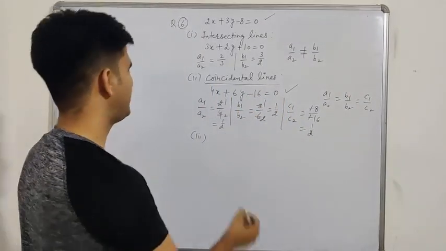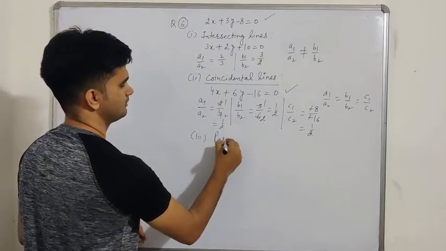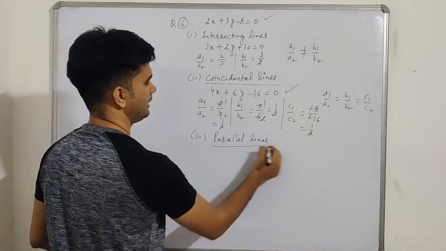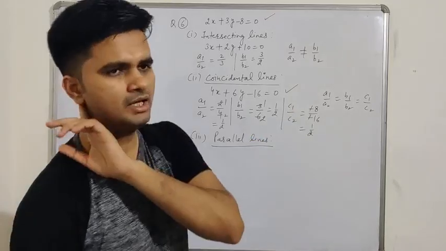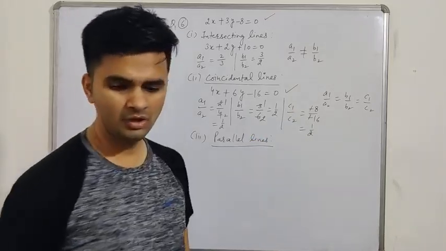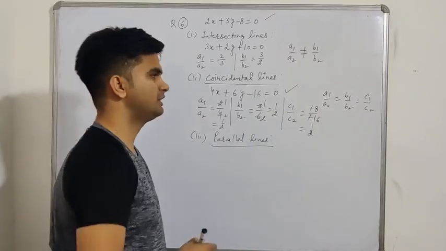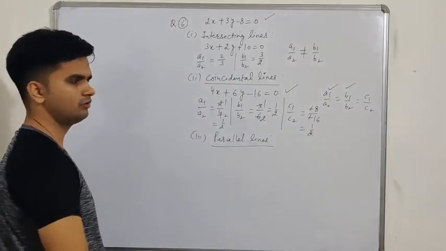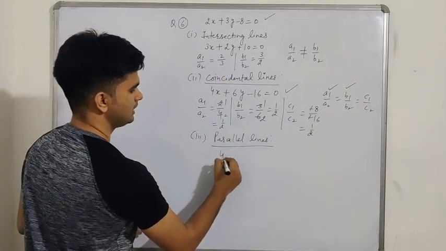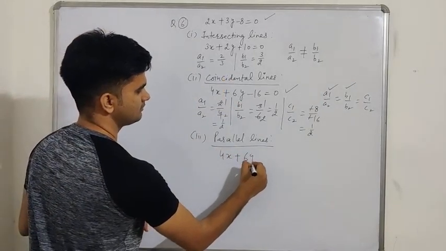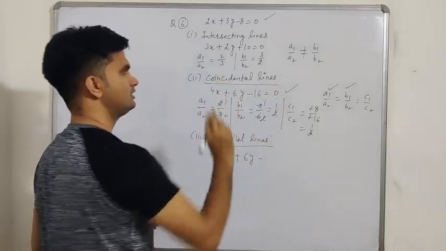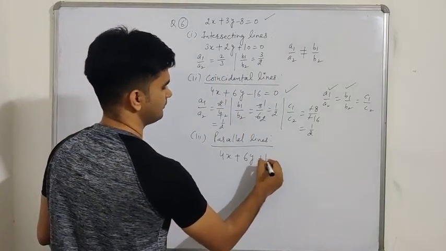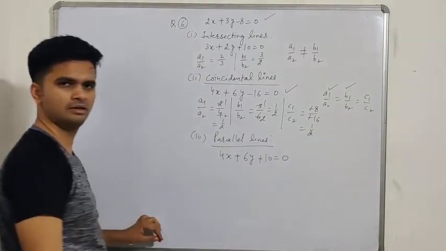Then the next one is parallel lines. Parallel lines means we need a1/a2 = b1/b2 but not equal to c1/c2. It means these first two terms will remain the same, no need to change them. I am writing 4x + 6y. Now I am changing the constant term. Here I can write anything of my choice. I am writing 10.